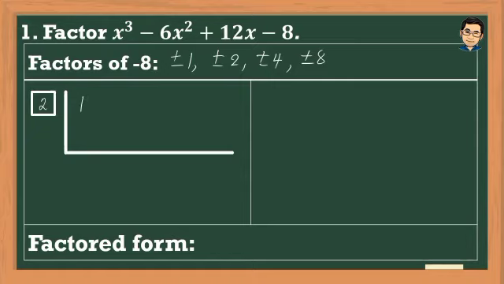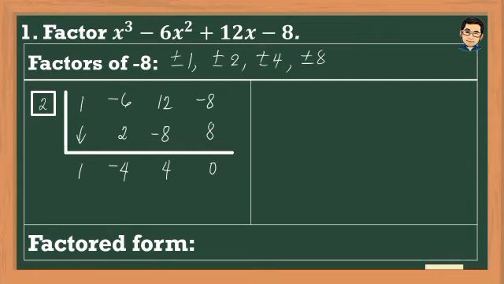So, x cubed, that is 1. Negative 6x squared, that is negative 6. And then, 12x, 12. And then, the constant term, negative 8. And then, we bring down 1. And then, 1 times 2, that is 2. Negative 6 plus 2, that is negative 4. And then, repeat process. Negative 4 times 2, that is negative 8. 12 plus negative 8, that is 4. And then, 4 times 2, 8. Finally, negative 8 plus 8, that is 0. As you can see, nakuha nating remainder is 0. Therefore, 2 is a factor of the given polynomial.